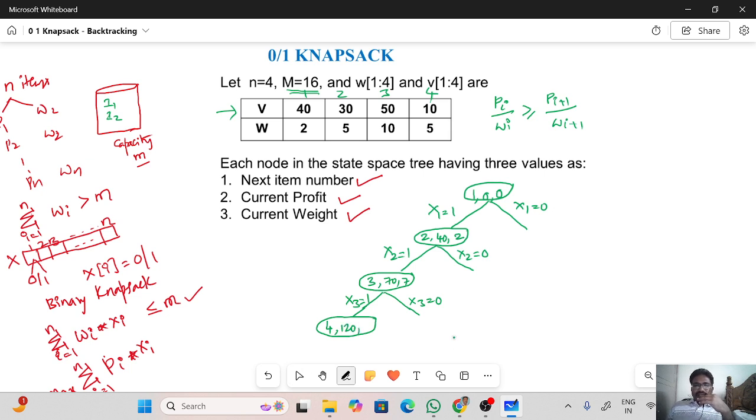What is the weight as of now? The knapsack weight 2 plus 5, 7. What is the third item weight? 10. 10 plus 7, 17. Now check it. What is this item weight? 17. 17 is greater than our knapsack capacity?